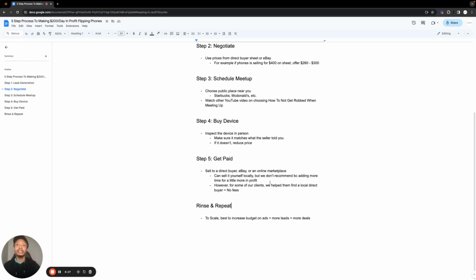Then after you purchase the device, the next step is to, of course, get paid, right? You don't want to just be sitting on devices. The main ways to get paid is you can sell to a direct buyer, which we highly recommend, or you can sell on eBay. On eBay, we would sell one-off items, or mainly Samsungs or just items that our direct buyers usually don't deal with. We would sell on eBay or just online in general. You can also sell locally.